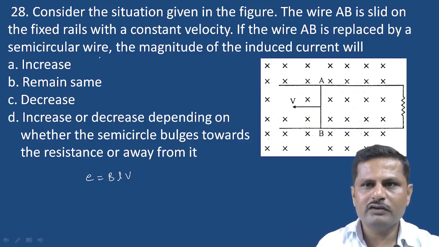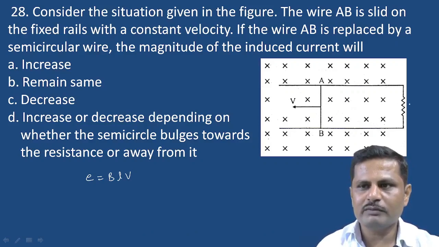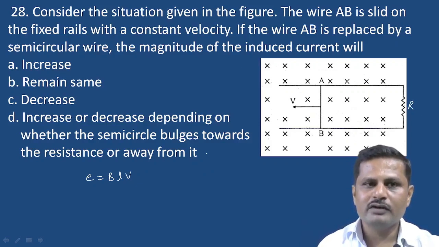So even if you replace this AB by a semicircular wire, the perpendicular distance AB will not change. This perpendicular distance will remain the same. If this distance remains the same, then the EMF induced in the coil will remain the same. So therefore the resistance will remain the same. There won't be a change in the resistance. If the resistance remains the same, then the induced current will also remain the same. So therefore option B is the right answer. Moving to the next question.